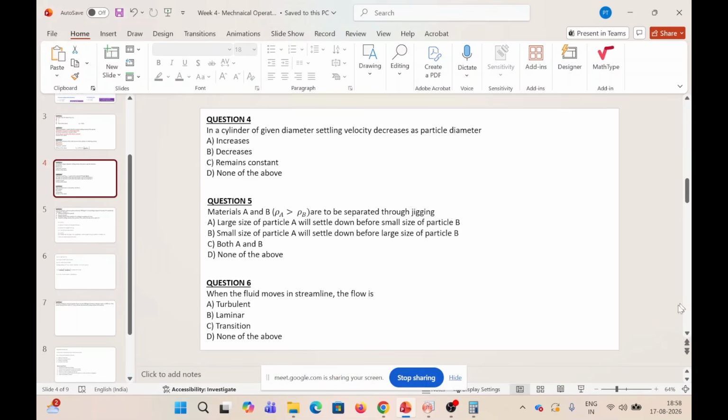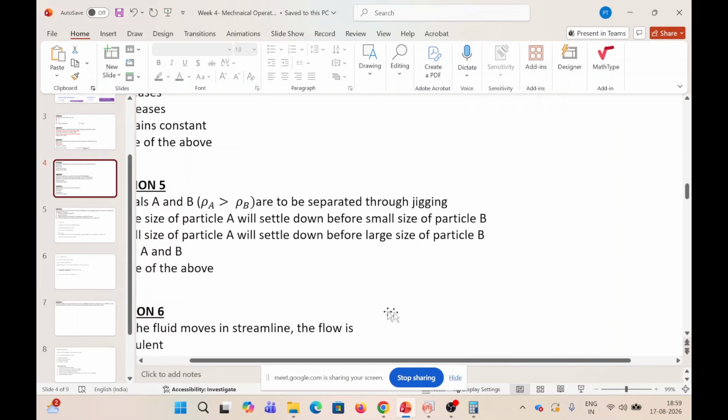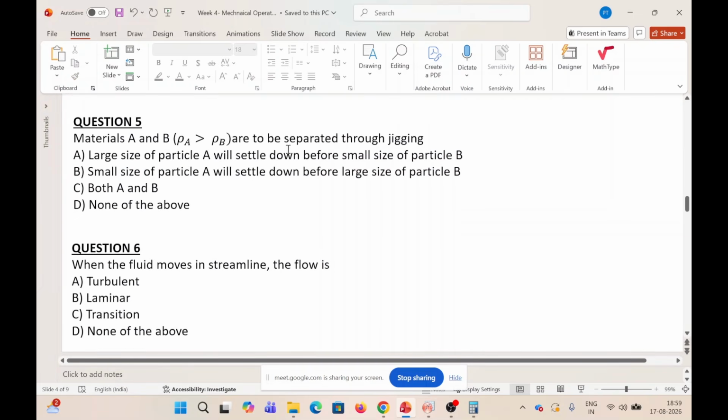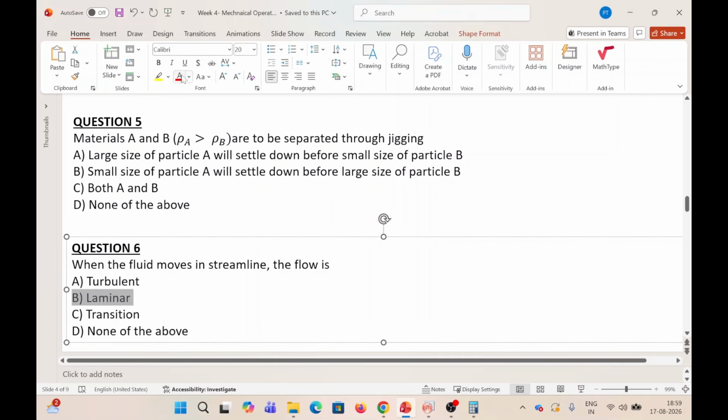When the fluid flows in a streamline, that flow is turbulent, laminar, transition, or none of the above. Transition is basically a flow condition wherein it moves from the laminar region to the turbulent region. So which is correct? When the fluid moves in a streamline, the flow is laminar, right? So yes, the correct answer is laminar.